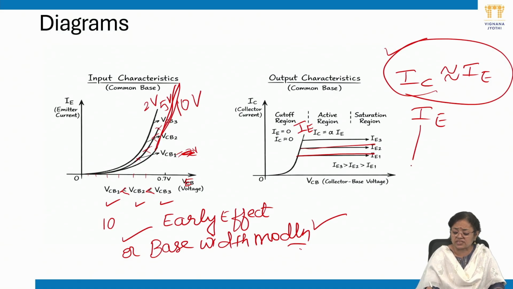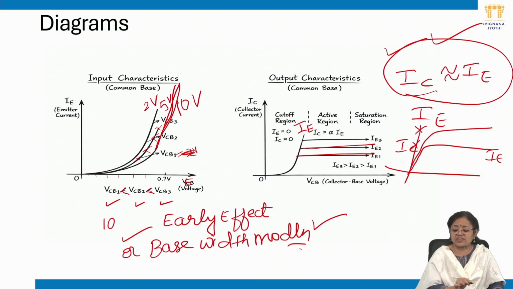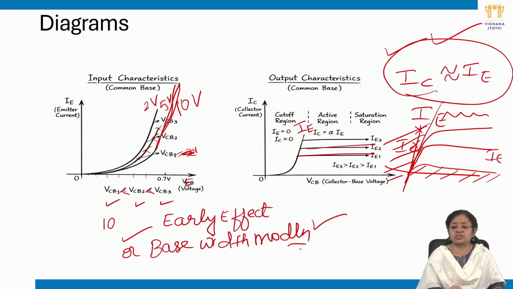Therefore, the characteristics are constant: for various values of IE, the value of IC is almost the same. Why? Because IC is approximately equal to IE, we have these characteristics. In this characteristics, the active region is at the center. So this is the active region, and over here we have the cutoff region. This region is called the cutoff region, and over here near the x-axis we have the saturation region.